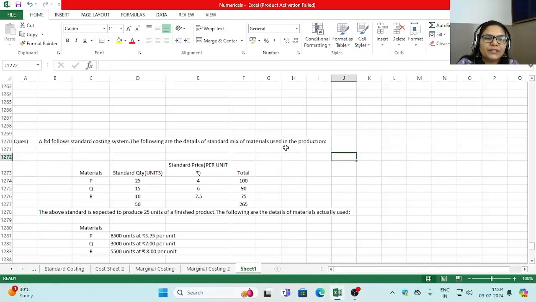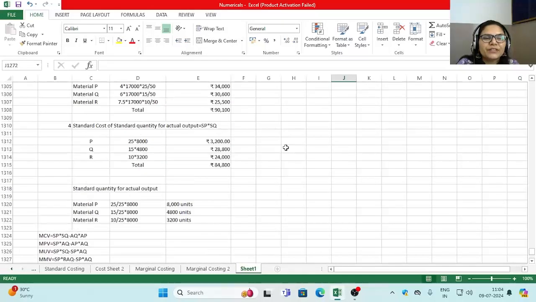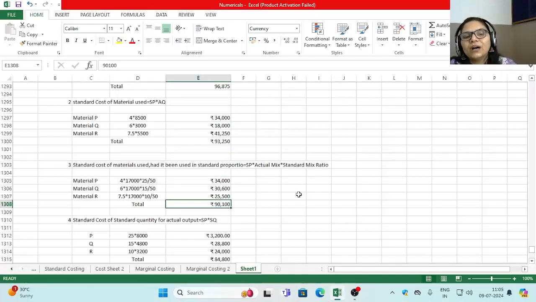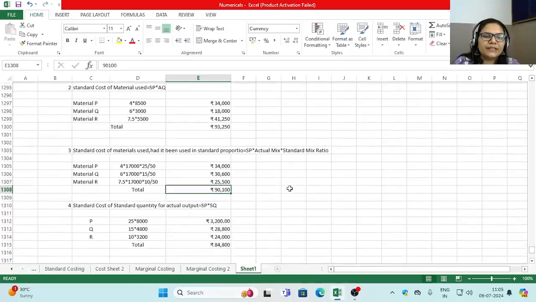It is 50 units. So the standard mix ratio will be 25 divided by 50 for material P, 15 divided by 50 for material Q, and 10 divided by 50 for material R. So we will multiply all these three values, and finally we will get the total value, that is 90,100. This is a very simple thing.